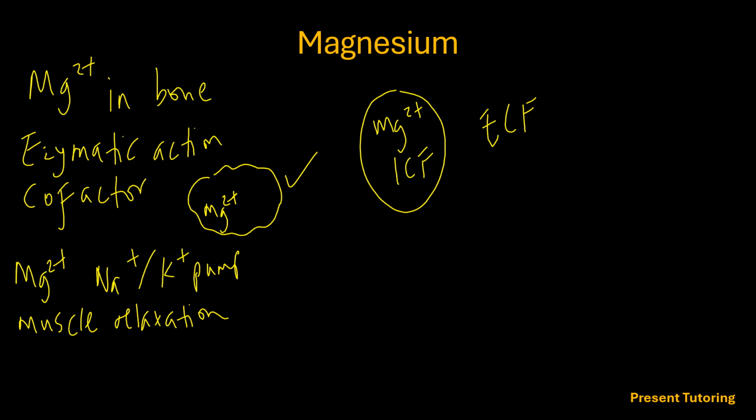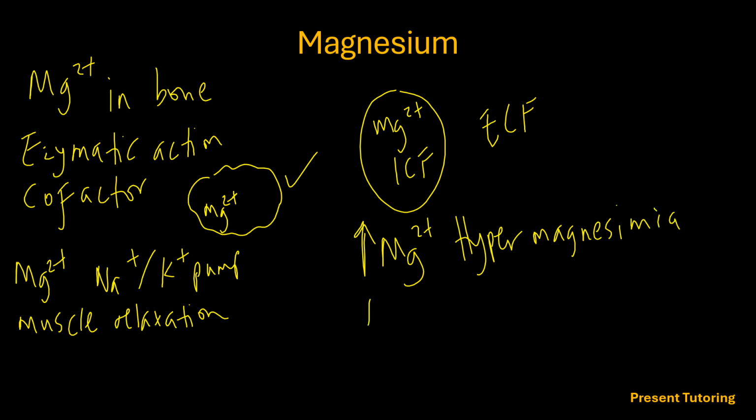And then if you have excess magnesium, so high levels of magnesium in the blood, we call that hypermagnesemia. And low levels is called hypomagnesemia.